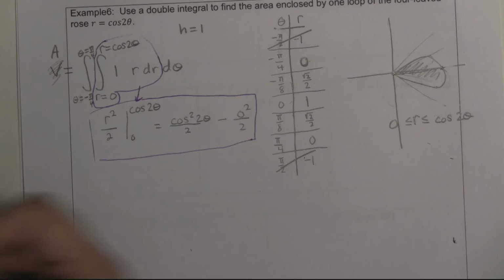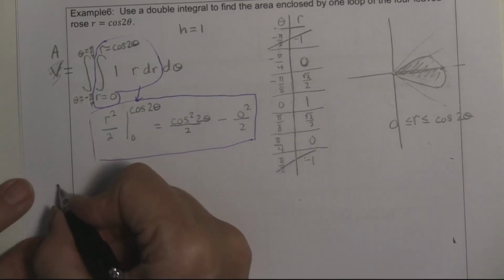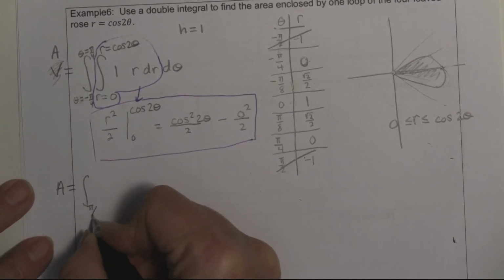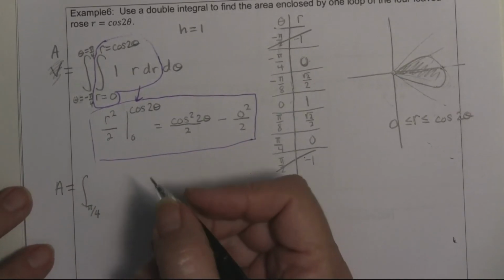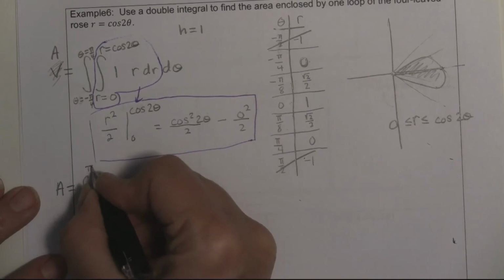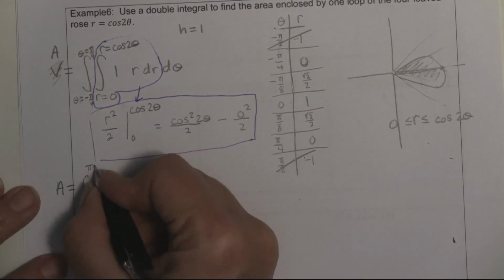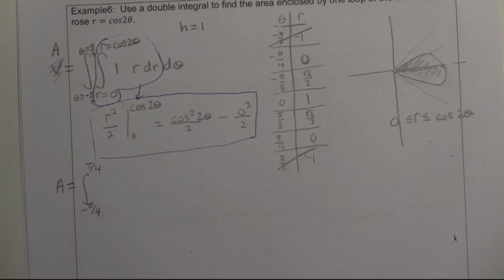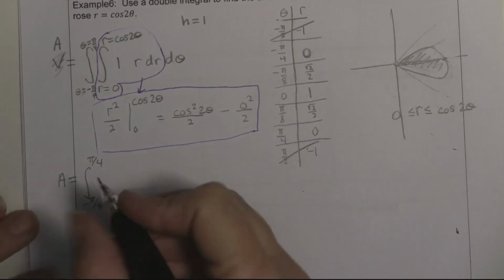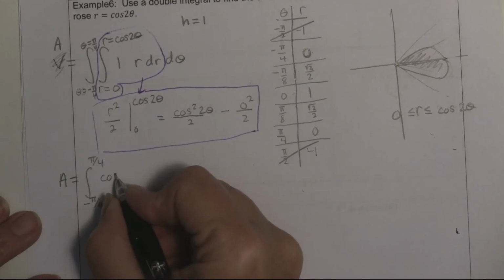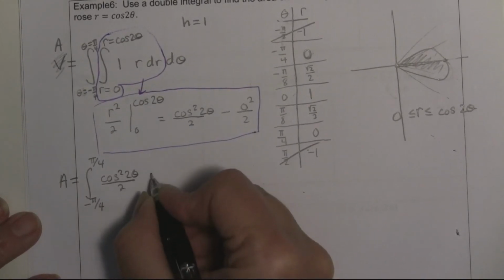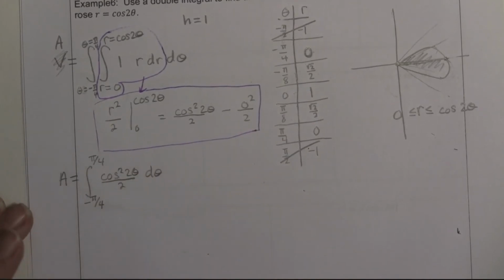And so my area is going to be the integral from negative pi over 4 to pi over 4 of cosine squared 2 theta over 2. And you can put the d theta, and you can put the 1 half on the outside there.